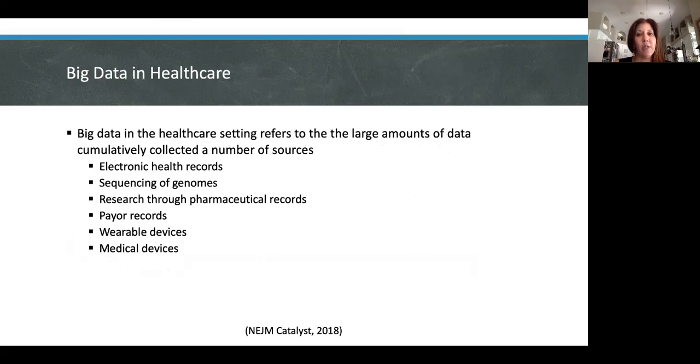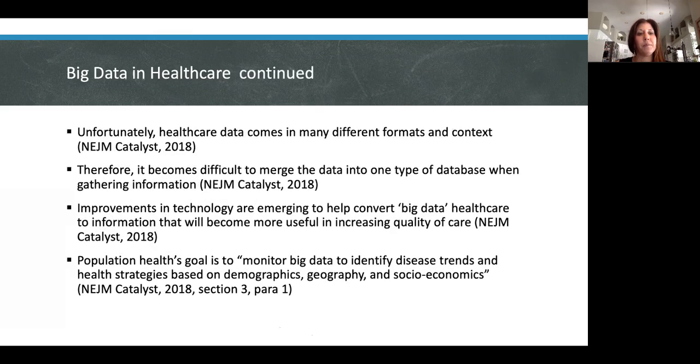So big data in healthcare, because this is population health, and healthcare settings have large amounts of data. It's accumulated collectively, and how do we get this big data in healthcare? From our electronic healthcare records, through sequencing of genomes, pharmaceutical records, healthcare payer records, wearable devices, medical devices. So that's how all this information gets accumulated to make that big data information.